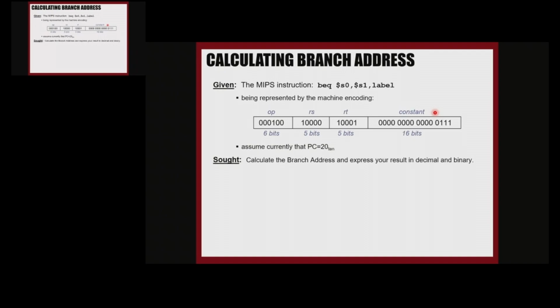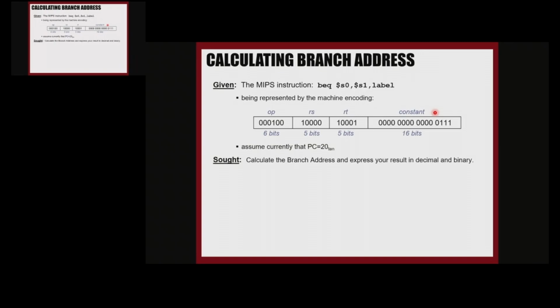Go ahead. 52. Is it Ian? What's your name? Oh, Andrew. Andrew, sorry. Okay, go ahead. 52. Okay, so can you walk us through it? So what's the first step? So I take the constant, which is 7, and multiply that by 4, so it's 28, and then add 4 to the program counter.